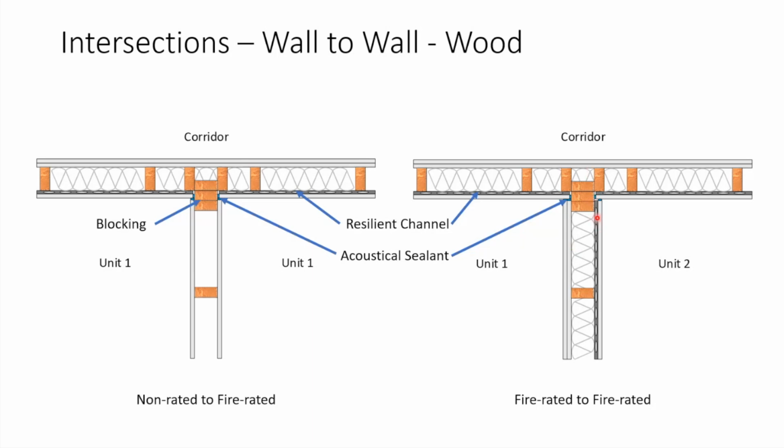Over here, we have the same sort of thing, except we have resilient channel on this side. And I did see somebody ask, hey, could we put the resilient channel on the corridor side? You can totally do that. But then if you have a handrail, for instance, on the corridor side, because maybe this is an assisted living facility, then you need to use those acoustically isolated backers for the handrails.